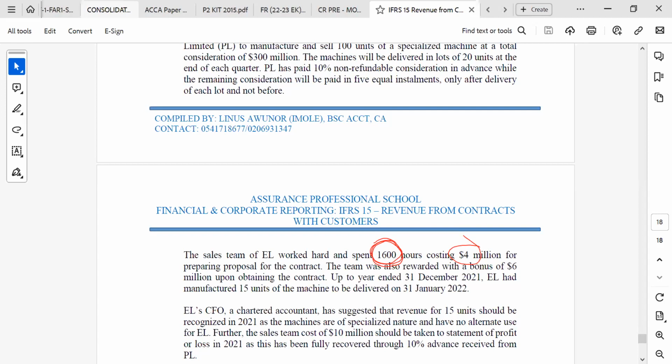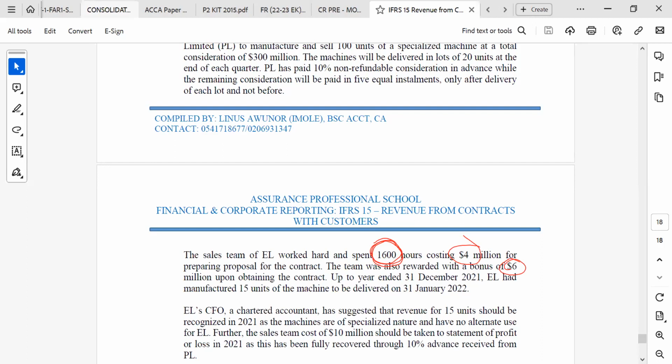The team has also been rewarded with a bonus of 6 million upon obtaining the contract. Up to year end, 31 December, EL had manufactured 15 units of the machine to be delivered on 31 January 2022. So the question now is, the 6 million is a cost that has been incurred after winning the contract, isn't it? Yes. So this is an incremental cost, which should be capitalized as a contract asset.